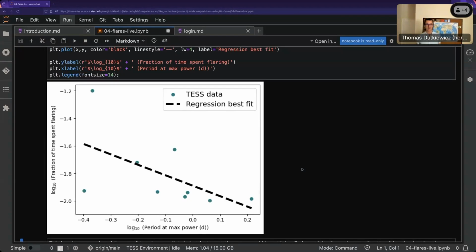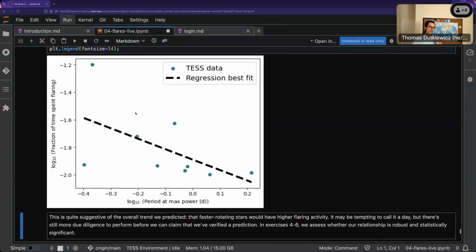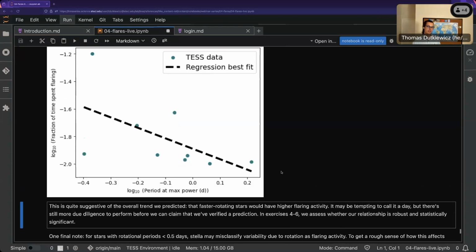But the point here is, when you look at this graph, the longer period objects spend less time flaring. Slowly spinning objects don't flare as much. Shorter period objects, that is, things that spin more quickly, spend more time flaring. And in fact, this trend is more or less exactly what we expected, and also is pretty robust even as you add more data.